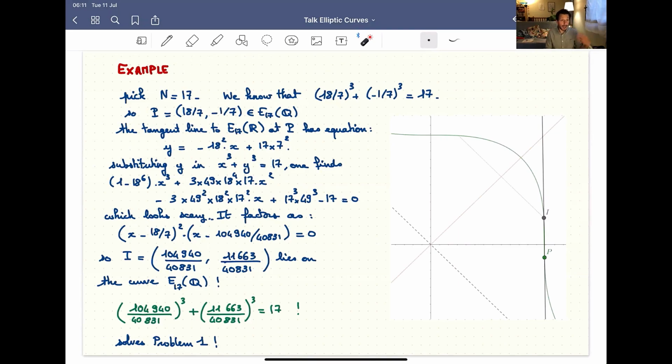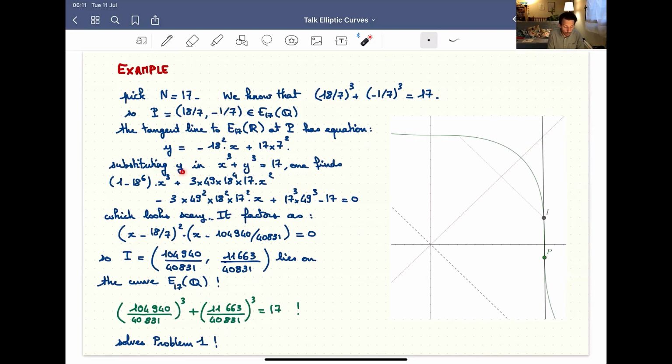And I have the equation for the curve E17R. I have the coordinates of P, so I can compute the equation of the tangent line to the curve at P, and that's this equation. And then we do the steps I described explicitly.